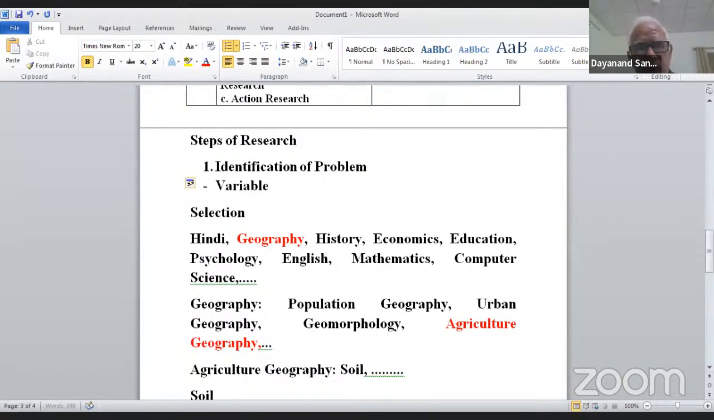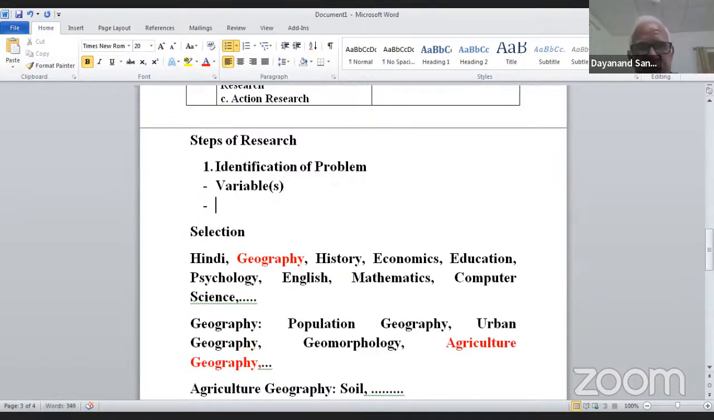In one research, minimum how many variables should you have? Two variables, dependent and independent variables, sir. My dear friend, you should have only one variable, minimum one variable. Maximum you can have as many as you like. You want to have 2, you want to have 3, no problem. But minimum is one variable you must have.